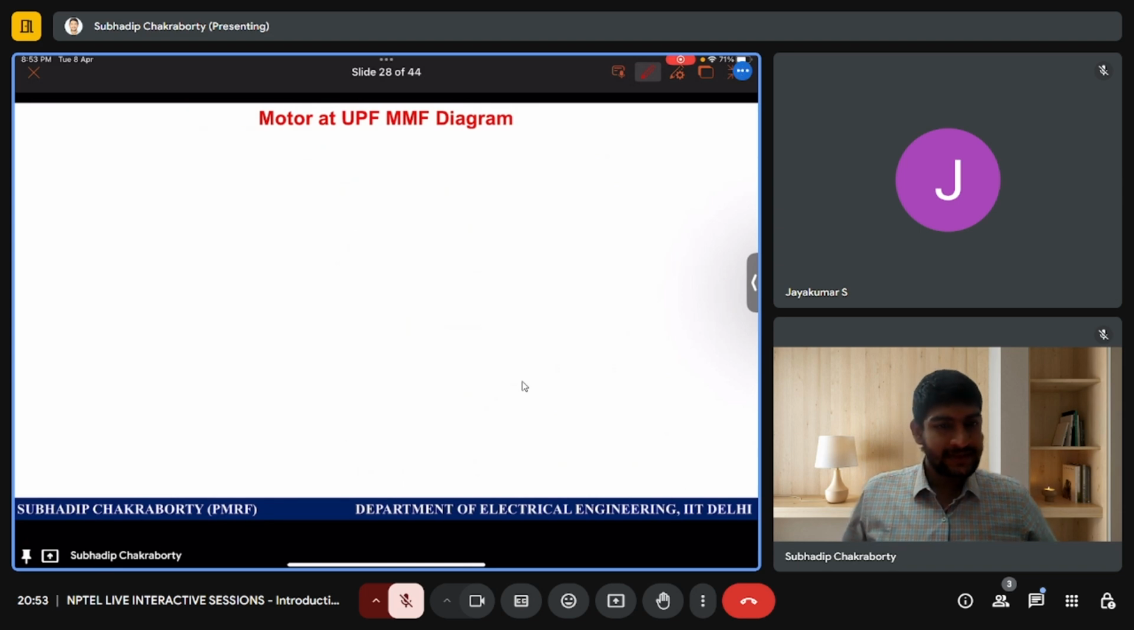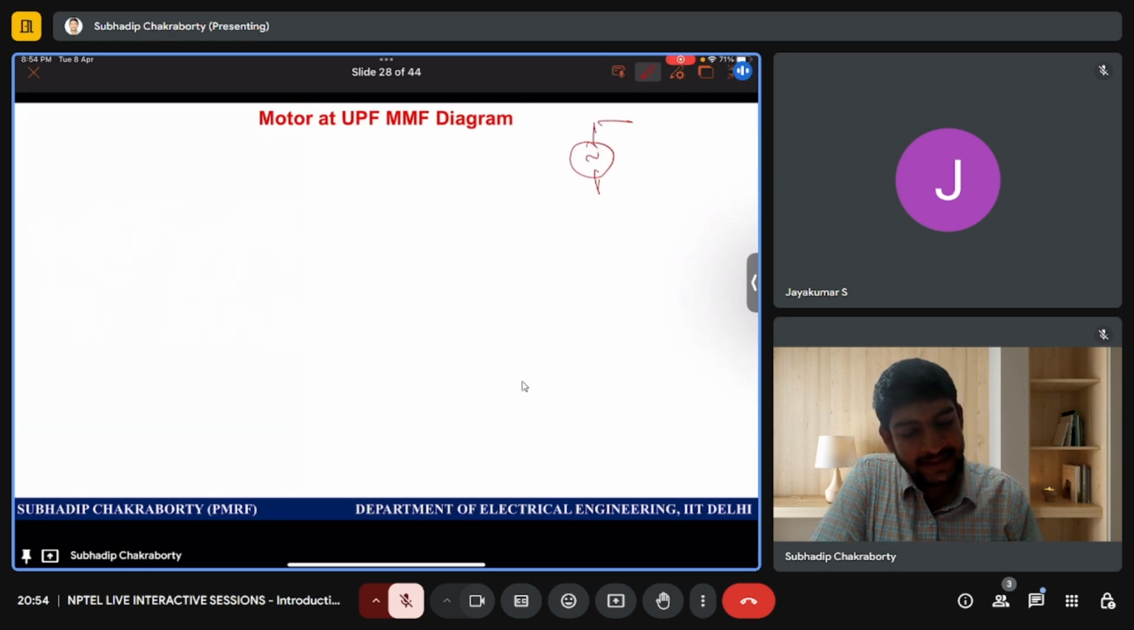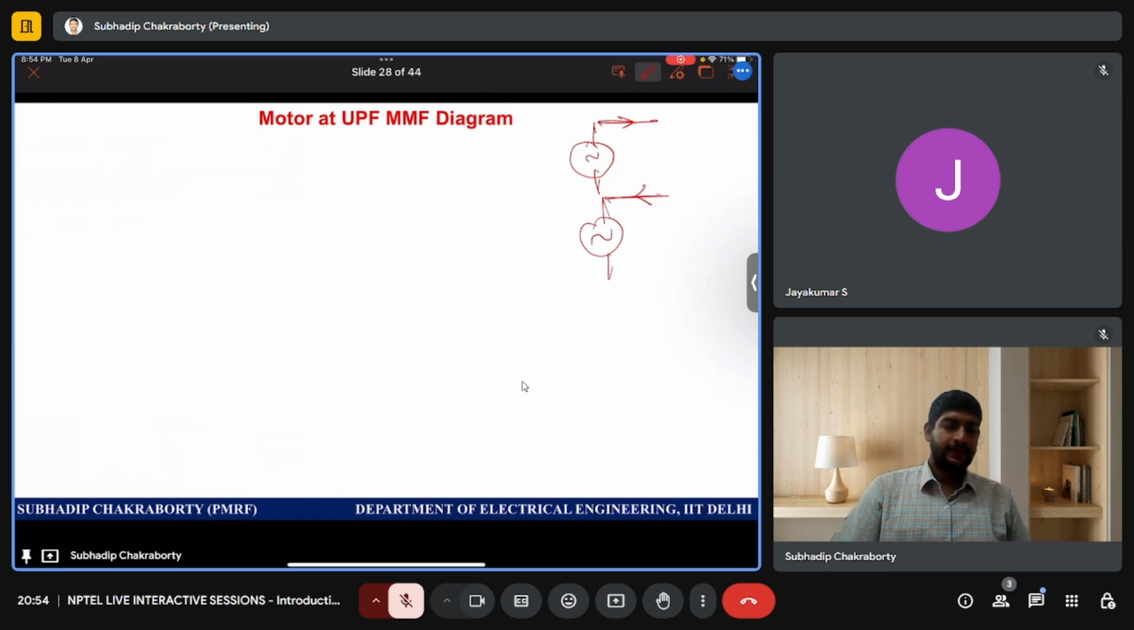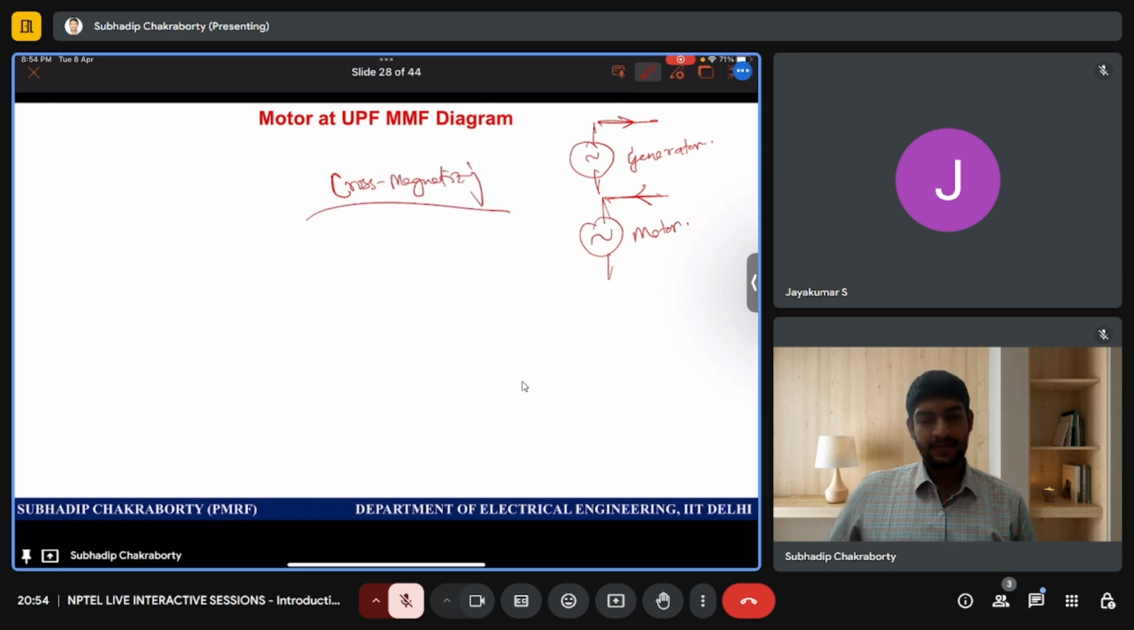And similarly for the motor, please remember that whatever you were doing for the generator, up to the induction part it will be the same, but the current will be reversing, because the generator provides the current but the motor takes the current, right? So let us see one example, you will understand. For the motor, let us see. This will be cross magnetizing, just do and see. But what you need to know, I am just telling you.